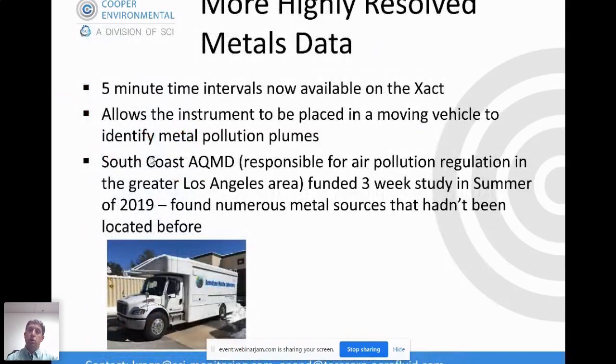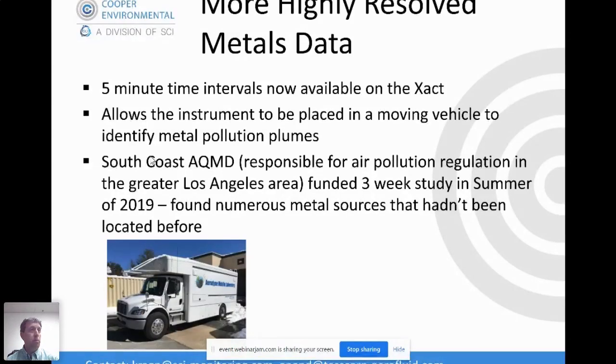And then, as I mentioned earlier, we also have a fairly new feature on the instrument. We are now able to do time resolution as low as 5 minutes. What this does is it allows the instrument to be placed in a moving vehicle, and you can identify and correlate high concentrations of metals with specific geographic locations. And we've actually had an agency, the South Coast Air Quality Management District, which is the agency responsible for air pollution regulation in the greater Los Angeles area.